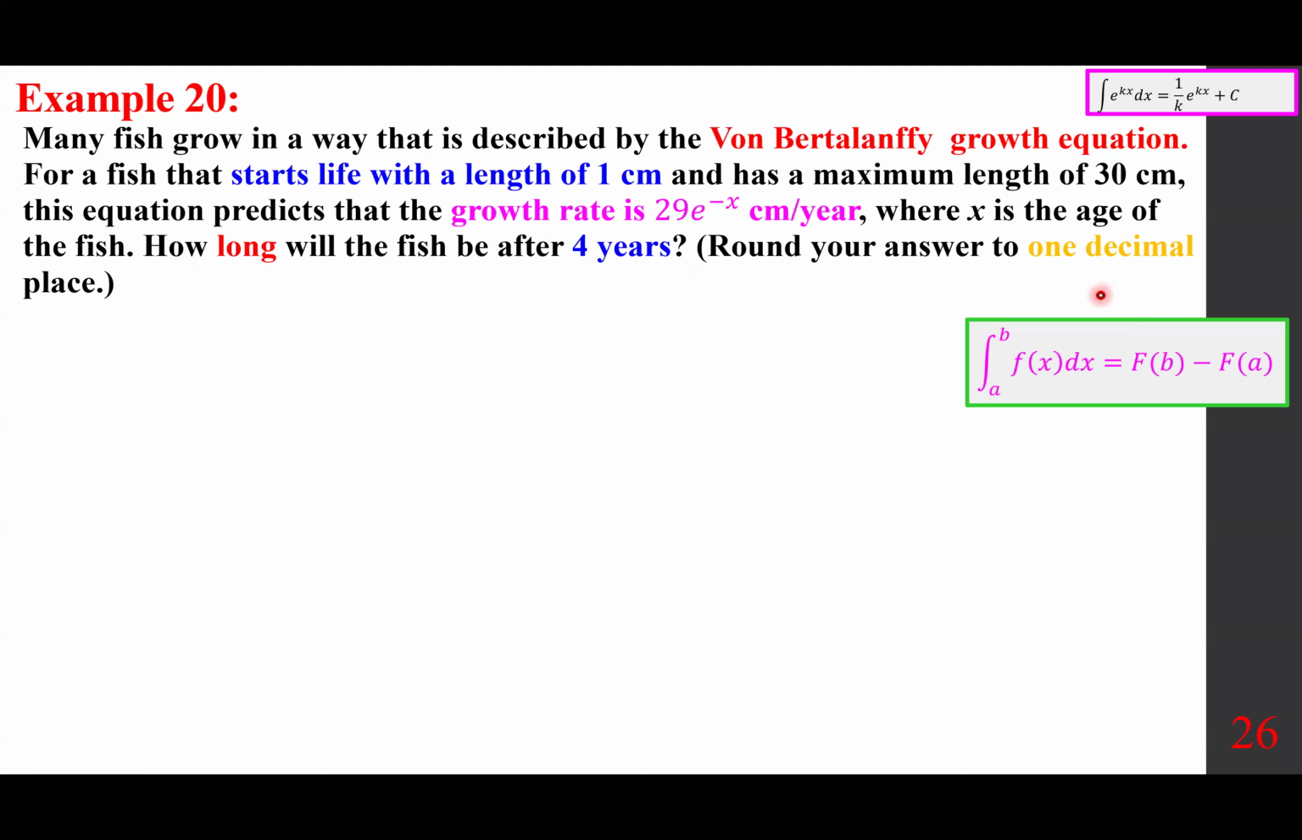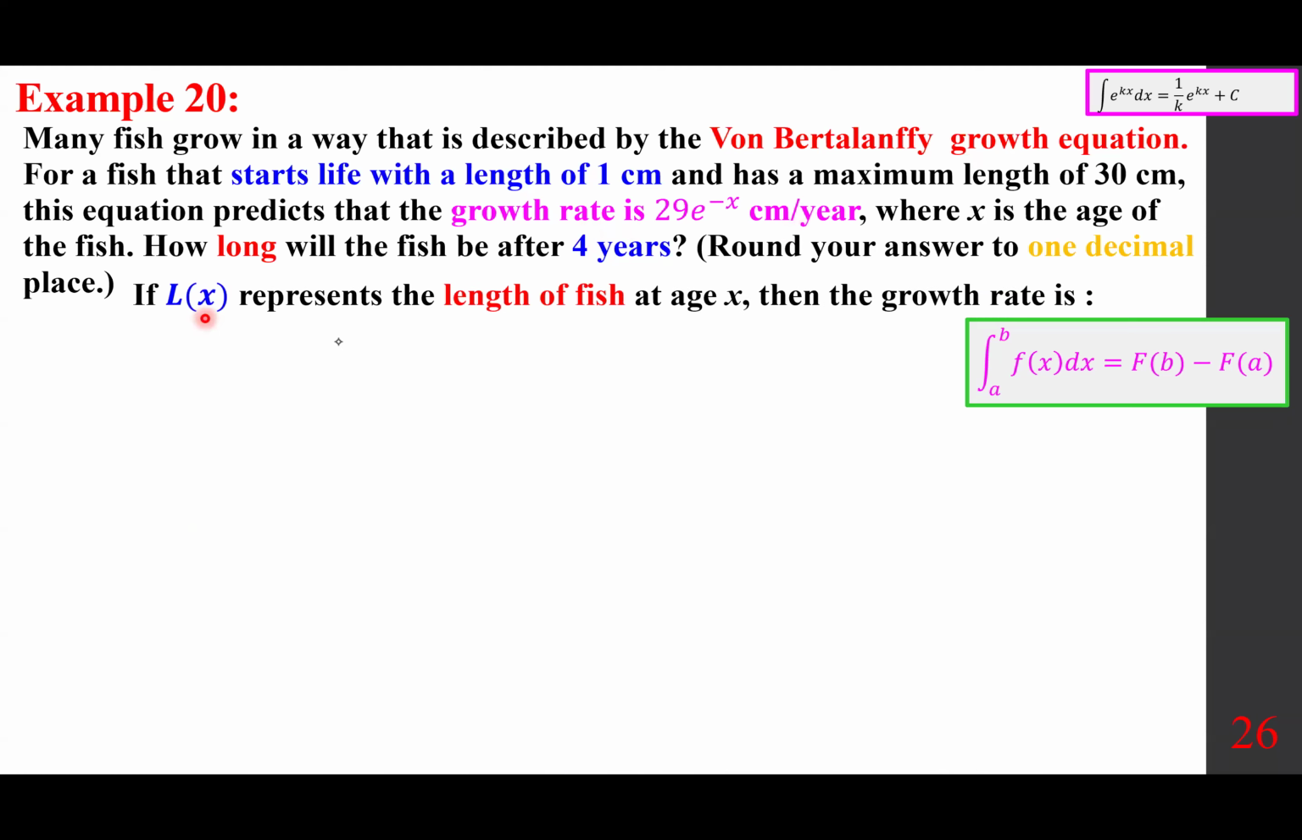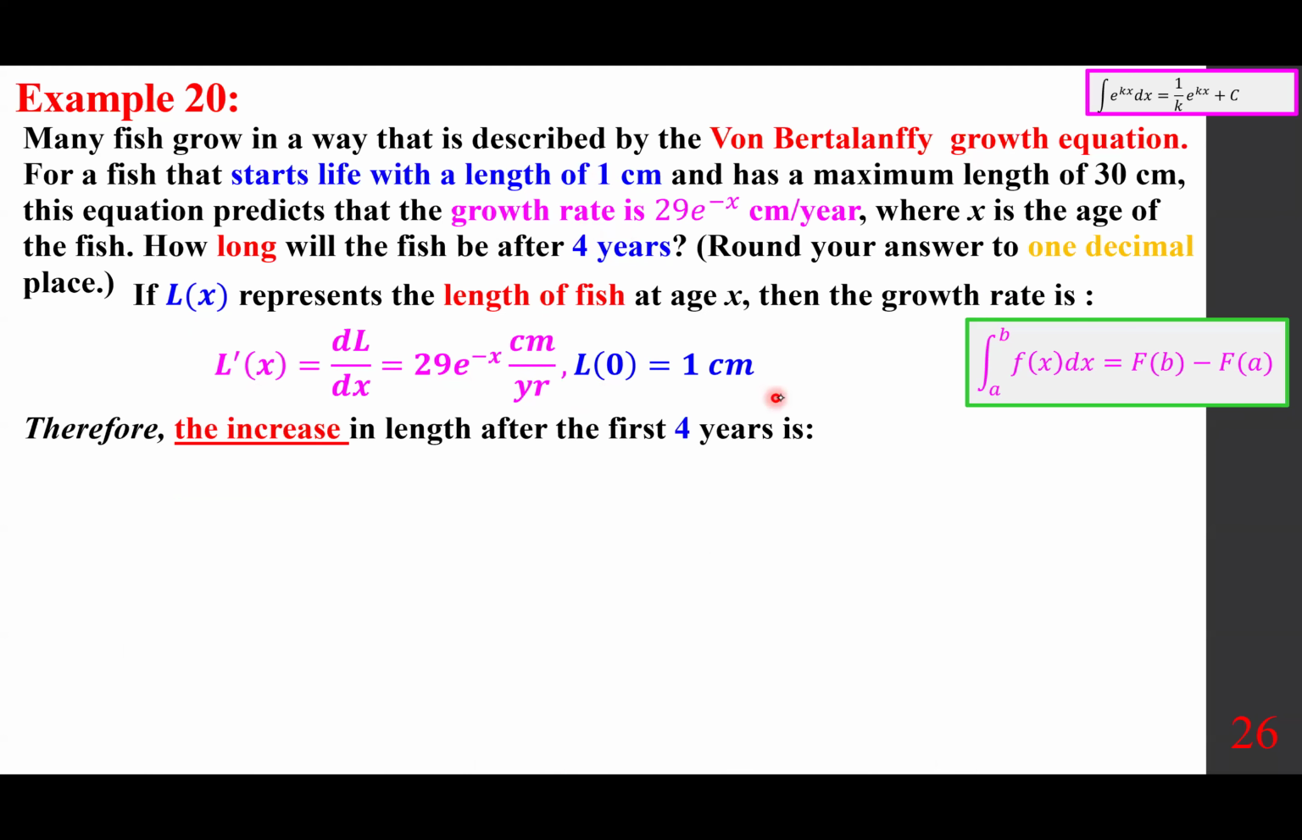So we use the accumulated change, the net change theorem. But before we do that, the moment you see rate in calculus, it refers to a derivative. If capital L of x represents the length of the fish at any age x, then the growth rate is its derivative, L prime of x or dL/dx, and this is the initial value. So L prime of x is 29 e to the power minus x centimeters per year, and L of 0 is 1 centimeter.